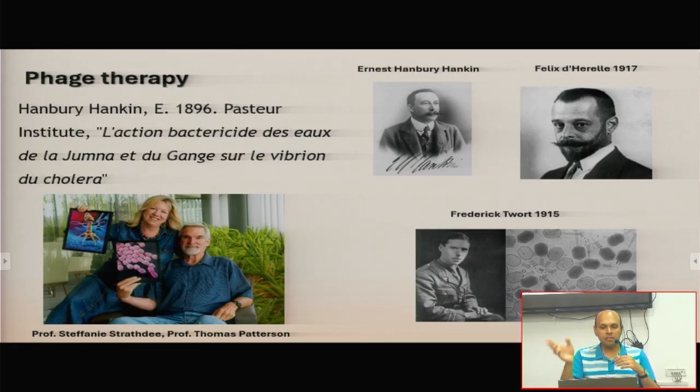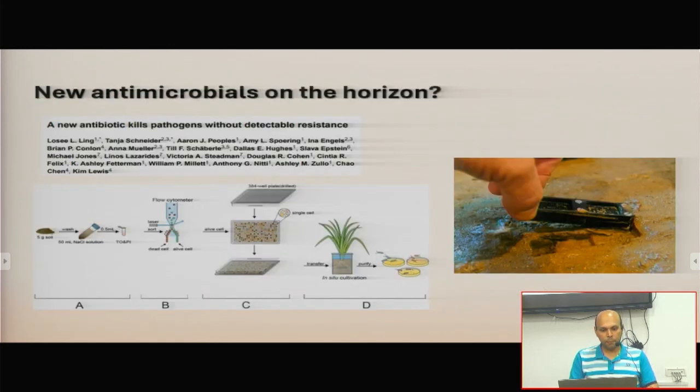Then there are other people, like Felix d'Herelle and Frederick Twort, who highlighted it. And in the picture, you see Stephanie and her husband. Her husband was infected with Acinetobacter, a severe form of Acinetobacter, and she was the one who got the phage for him to save his life, and it saved his life. So this is another true story. You can read about her work also, it is very interesting. She has many books as well.